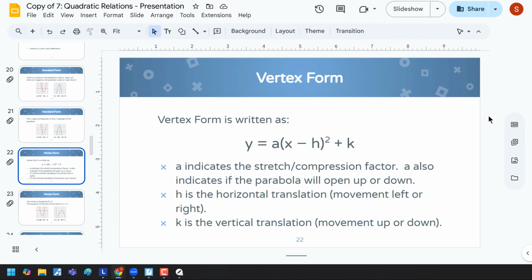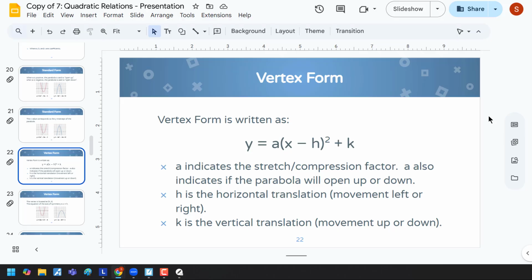And here we have vertex form. So just to recap, standard form helps you with the shape of the graph. The A value indicates whether it's a normal upward facing U or an upside down U. And then the C value tells you the y-intercept.